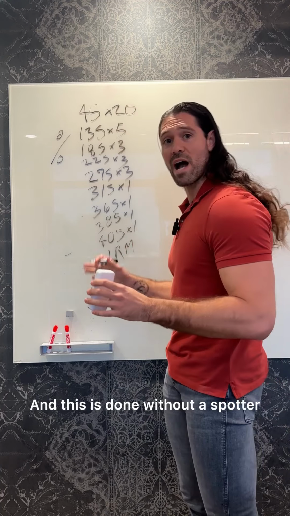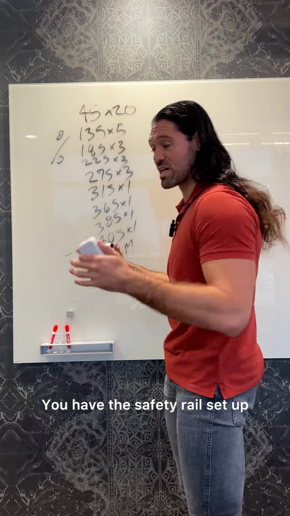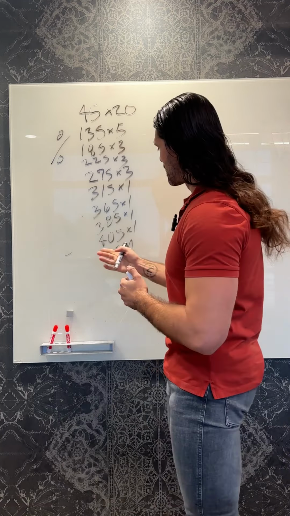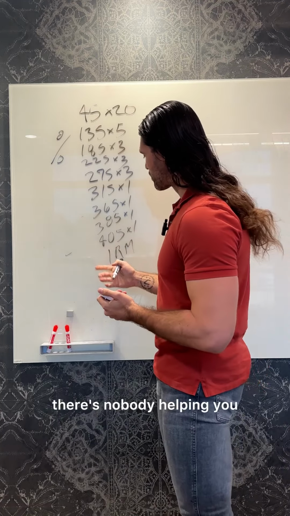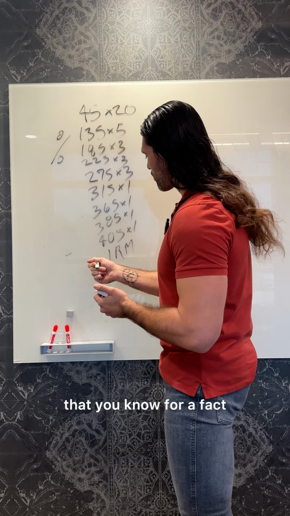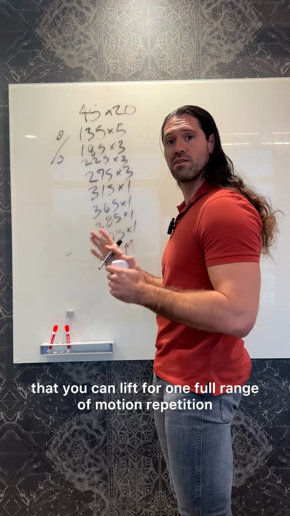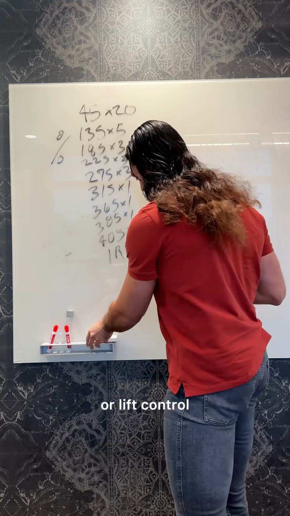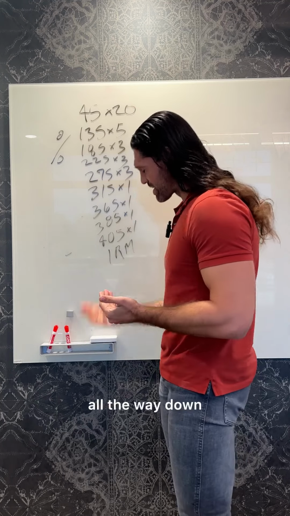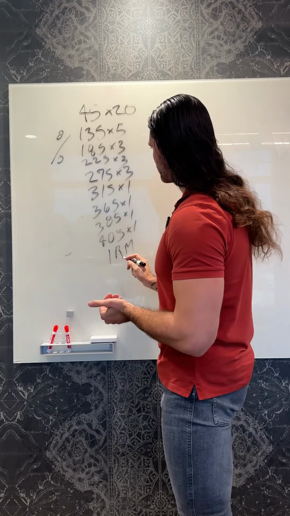And this is done without a spotter. You have the safety rail set up, you're doing it safely, but this is no spotter, there's nobody helping you. And this is the weight that you know for a fact that you can lift for 1 full range of motion repetition with control, all the way down, all the way up, and that's your 1 RM.